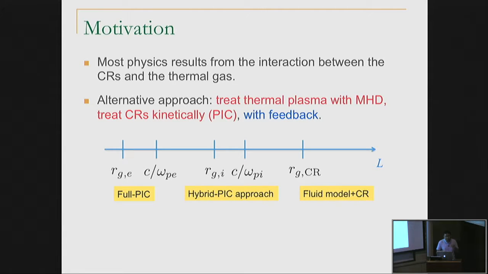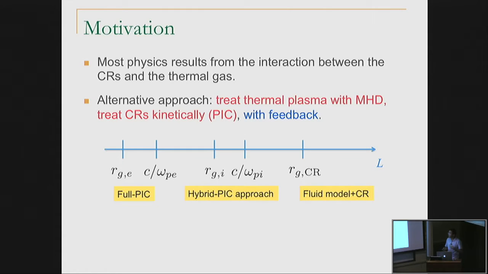And the smallest scale that's relevant in this case is the gyro radius of the cosmic rays, which are much larger than any of these small plasma scales of the background fluid. And so this motivates us to develop an alternative approach where we treat the background thermal plasma as a fluid described by magnetohydrodynamics, MHD, while we only treat the cosmic rays kinetically, same as the particle-in-cell method.